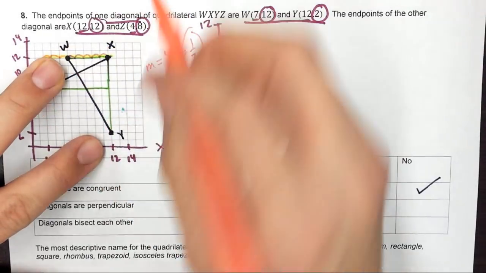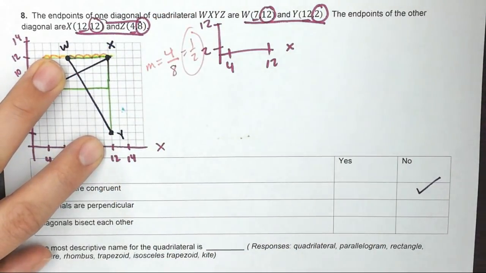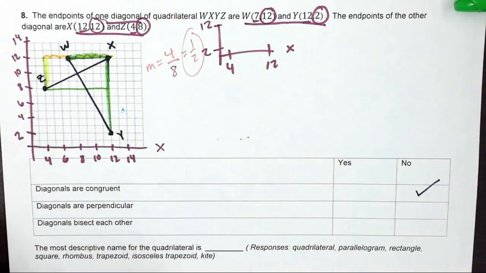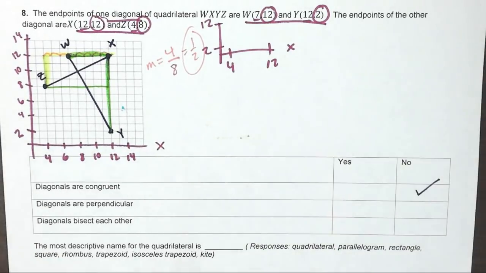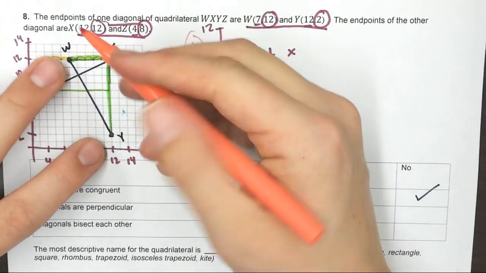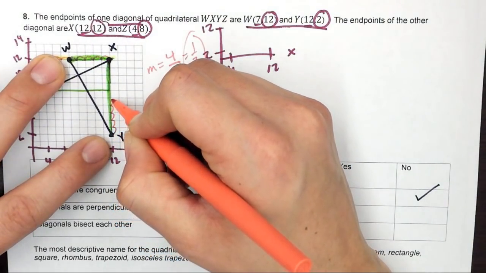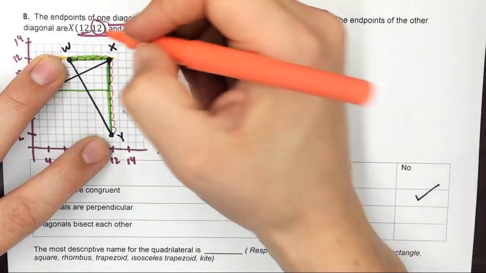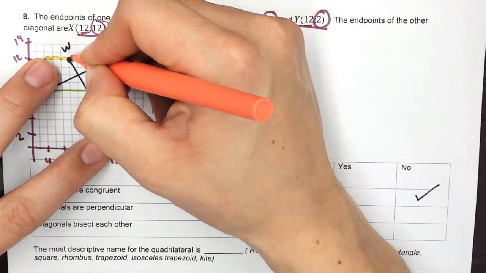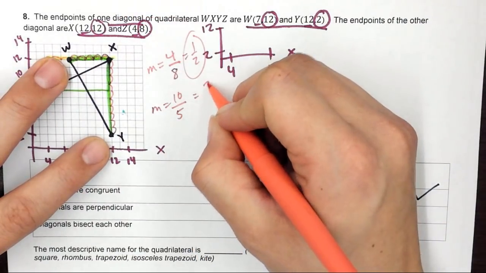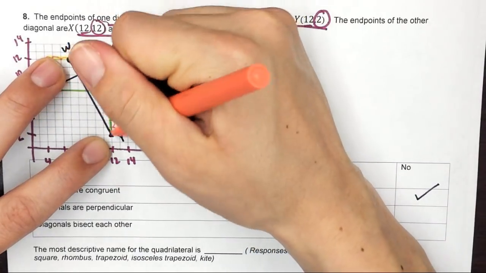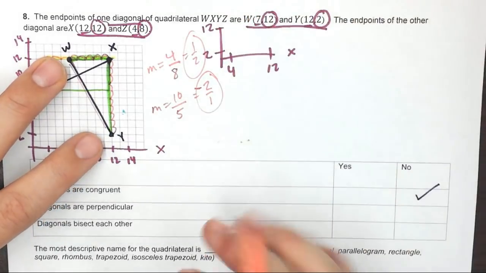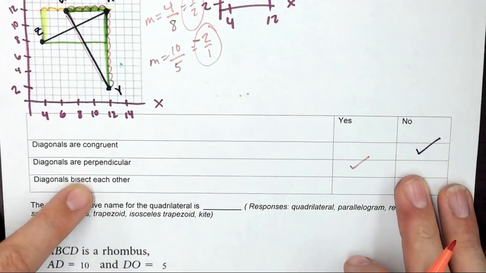Alright, let's check WY, same idea. We gotta check the slope. And I'm just gonna use the same right triangle right there, that's fine. My rise is 1, 2, 3, 4, 5, 6, 7, 8, 9, 10. Rise was 10. My run, 1, 2, 3, 4, 5. If I simplify that, that's just 2 over 1. Now, that one's negative because I go downhill. And so the question is, are these two opposite reciprocals? And absolutely they are. So yes, diagonals are perpendicular.